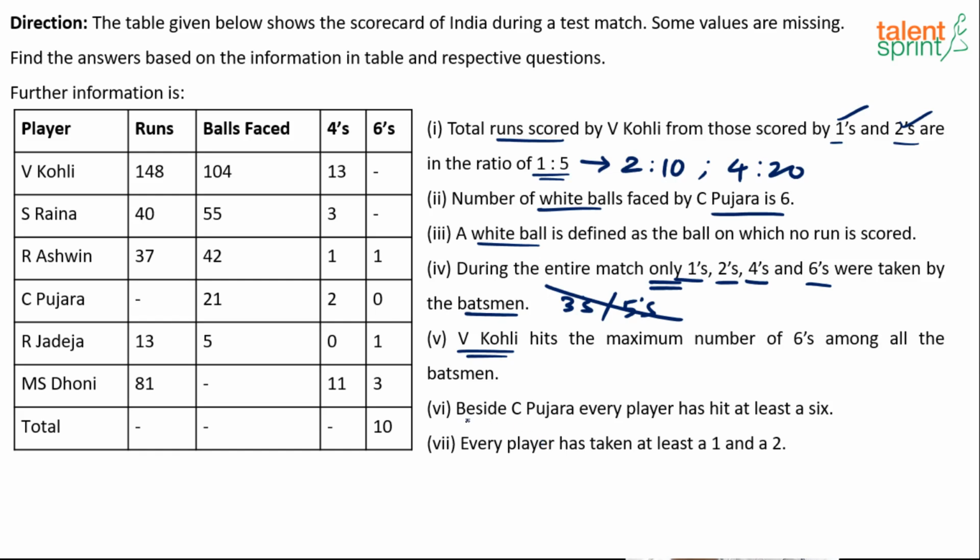And then it says beside C. Pujara, every player has hit a 6. Beside C. Pujara, every player has hit at least a 6. Minimum 1 six was hit by every player except Pujara.